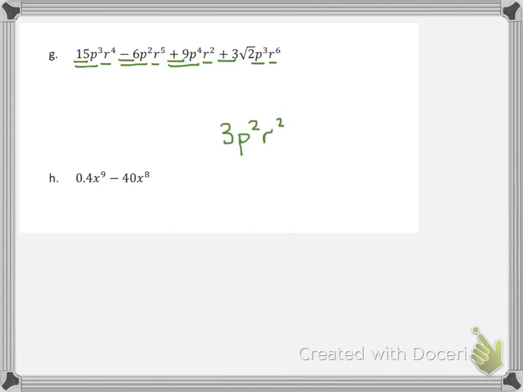Okay, and now I'm just going to divide. I'm going to divide that first term by 3 P squared R squared. So 15 divided by 3, 5. P cubed divided by P squared leaves me with P. And R to the 4th divided by R squared leaves me with R squared. Okay, that's my first term.